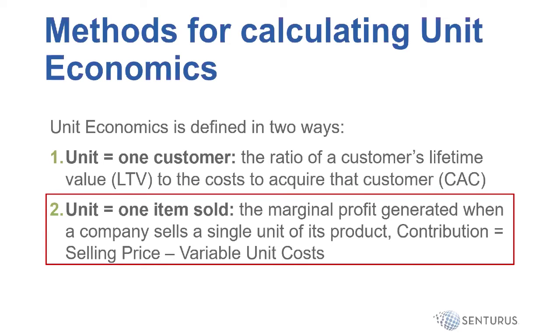So the unit equals one item sold. So, marginal profit generated when a company sells a single unit. So contribution is going to equal a selling price minus variable unit costs. We're focused on those unit costs for the rest of this conversation.